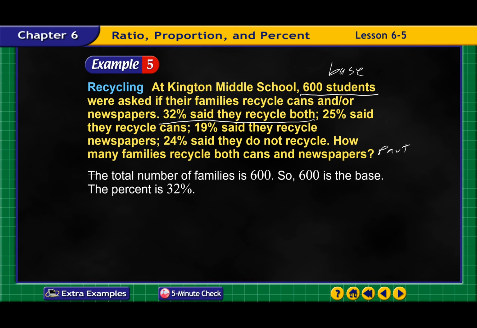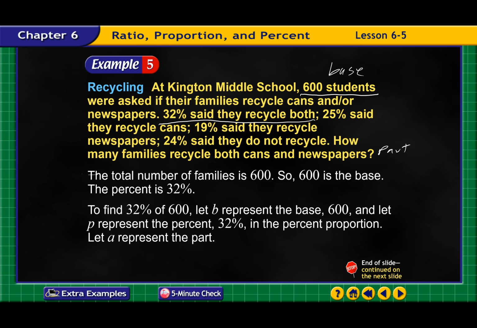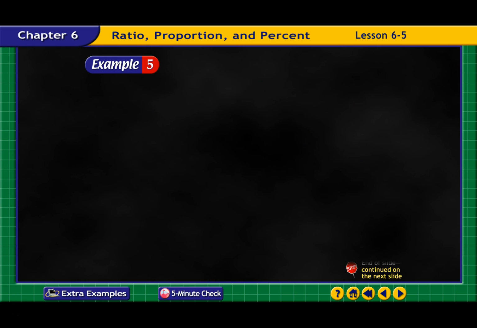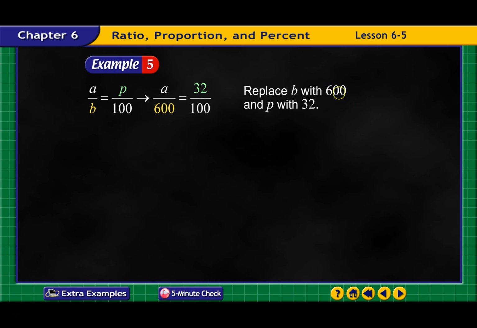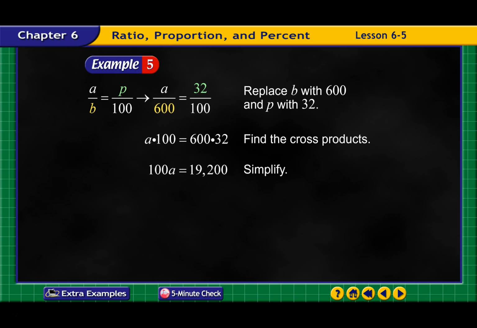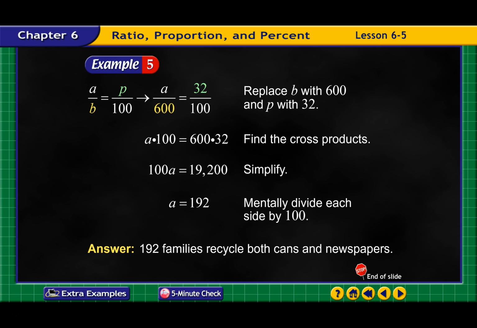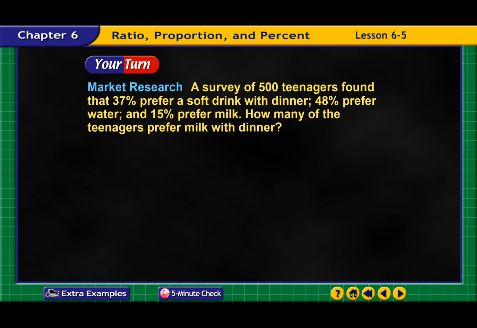Okay, so we set that up with base being 600, 32 is the percent. So to find 32%, we let B be the base of 600, P be the percent, 32, and A be the part. So we put those in: 600 for the base, 32 for the percent. We cross products. We simplify again. And then we mentally divide both sides by 100, just move the decimal place over 2. And that comes out to 192. So 192 families would be the answer that do both cans and newspapers. Your turn, go.